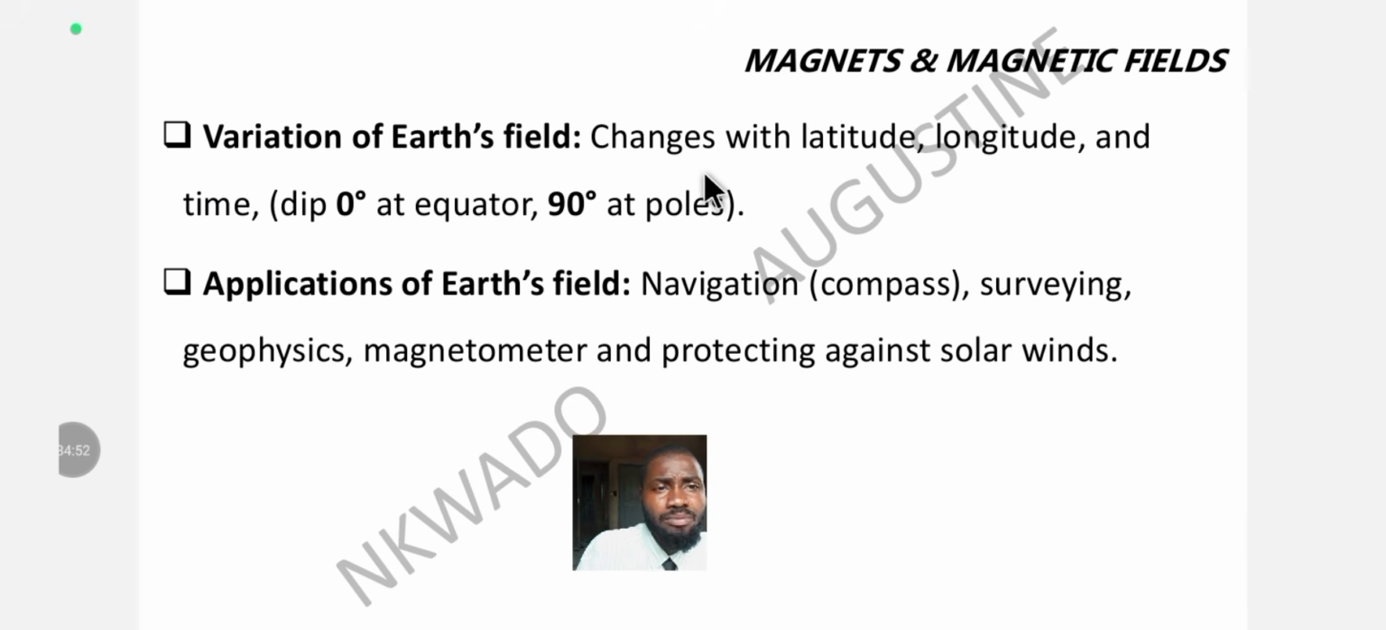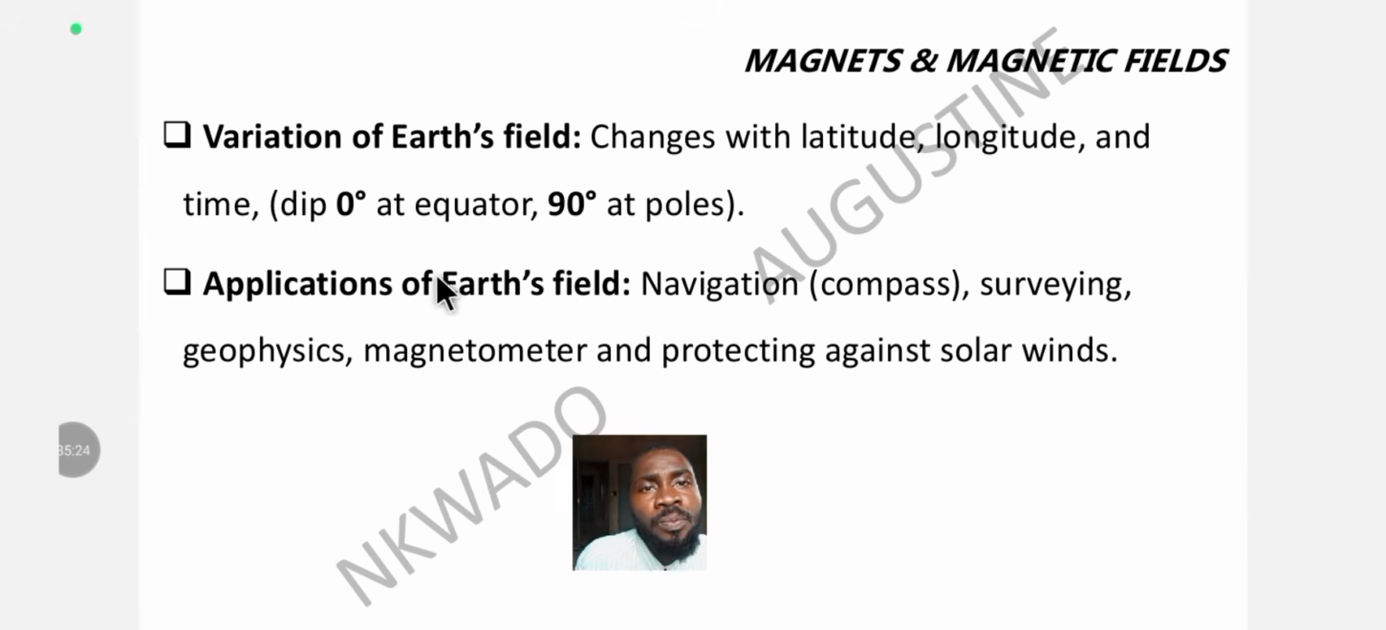Variation of Earth's magnetic field. The Earth's magnetic field changes with latitude, longitude, and time. Just know that these are the things that affect the Earth's magnetic field. It varies with latitude. I already explained what latitude is to you. Longitude and also the time. So you know what time is already. And longitude, what is longitude? Take that as your assignment. I already told you latitude. You go and find the meaning of longitude.